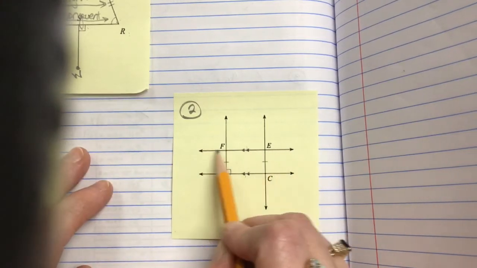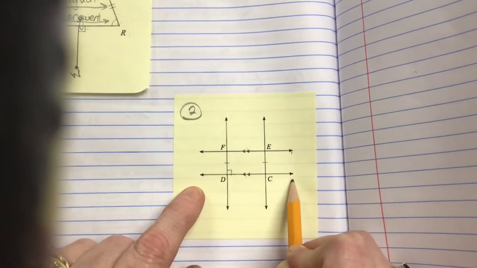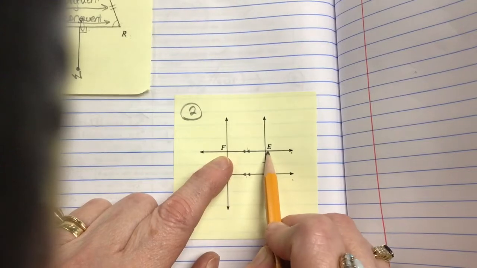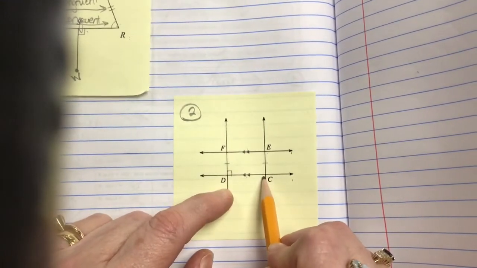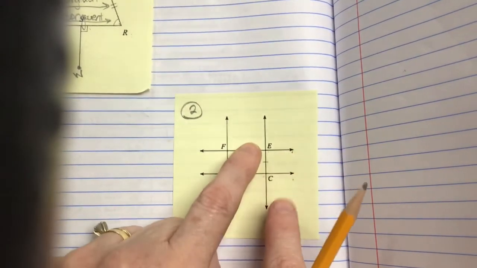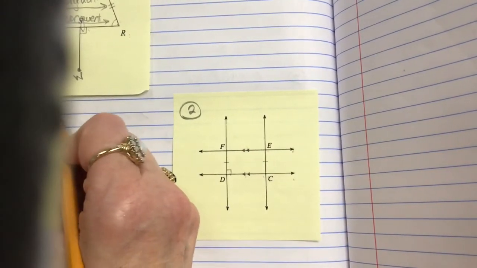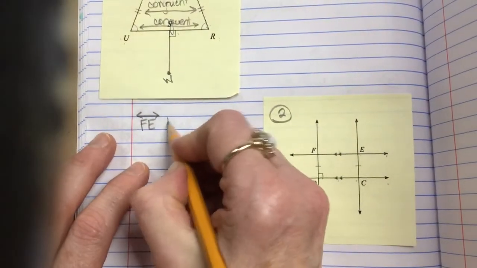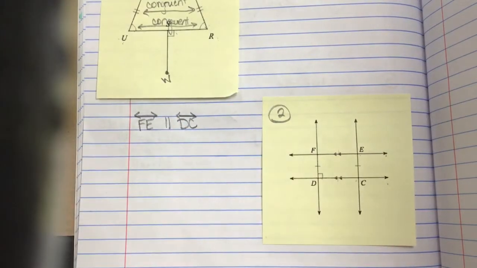What is this? That is a line, and that's a line. Now, I always run into somebody that says they call it segment FE and segment DC. Are those parallel too? Yes. So it's not wrong to call a segment, but in this case, you could say the segments are parallel, or I'm just going to say line FE is parallel to line DC. I'm just going to call them as they are.